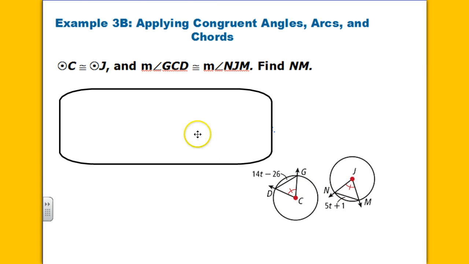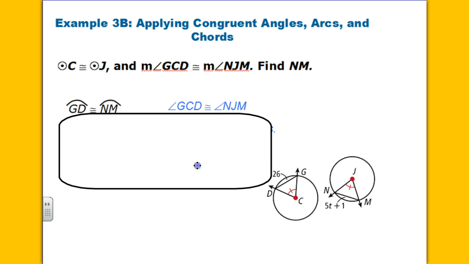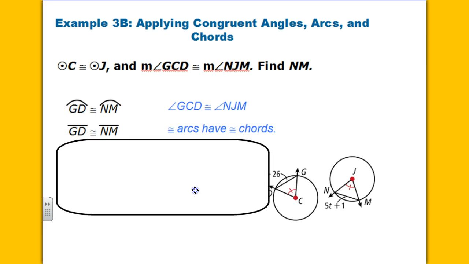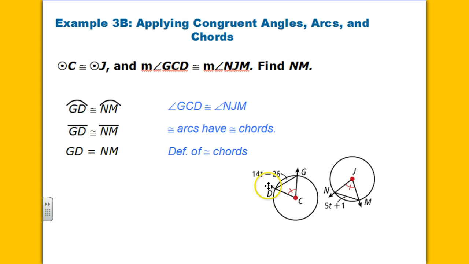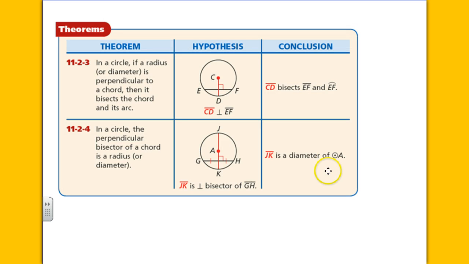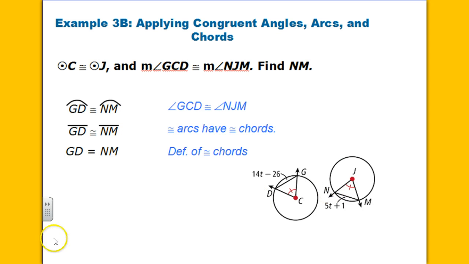And so we just simply substitute these two expressions, right? We know that 14t minus 26 must equal 5t plus 1. So when you solve, you end up with 9t equals 27, so t equals 3. So to find NM, we would substitute 3 and have a length of 16.